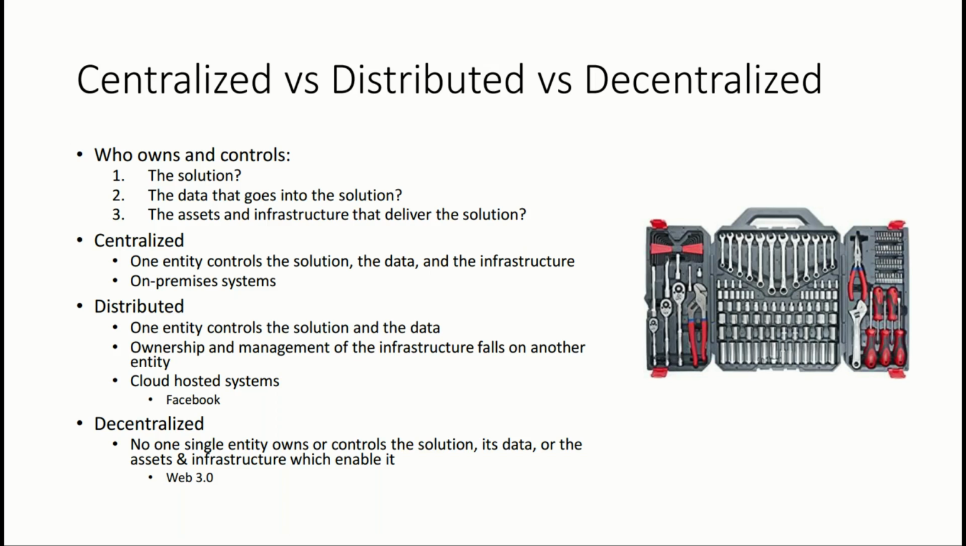Facebook owns and controls the solutions and the products that they build. And as we've heard so much about in the news over the past few years, Facebook also owns and controls all of the data that goes into those products and solutions. But what Facebook has largely given up ownership and control of is that third component: the assets and the infrastructure which deliver that solution. For that, they rely on cloud service providers like AWS or Microsoft Azure or DigitalOcean or others.